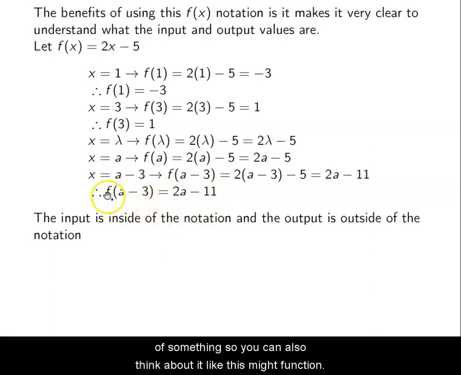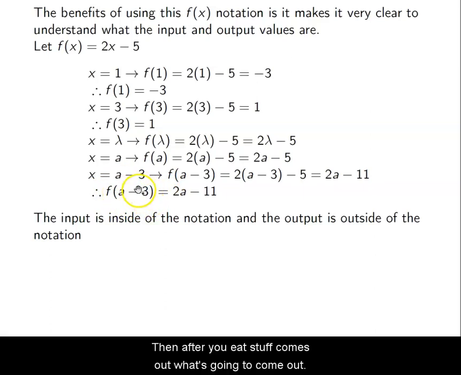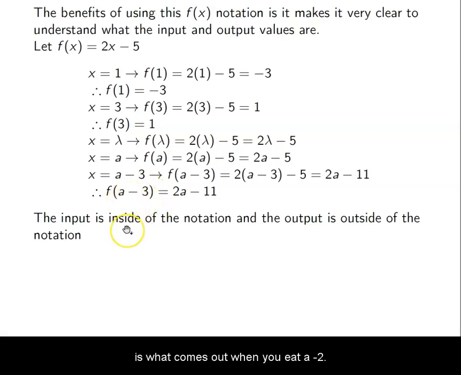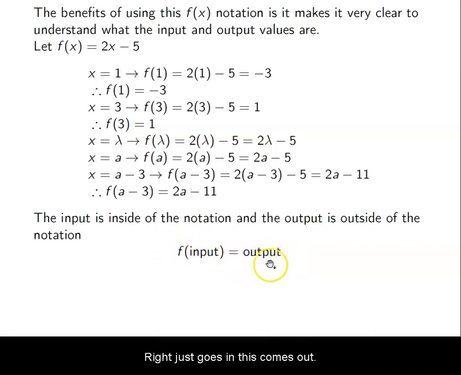So you can also think about it like this. My function eats a minus 3, so a minus 3 is inside of f's belly. Then after you eat, stuff comes out. What's going to come out? 2a minus 11. That's the easiest way to remember. 2a minus 11 is what comes out when you eat a minus 3. So f of your input again is inside some notation, and your output is completely outside of everything else, on the right hand side. This goes in, this comes out.